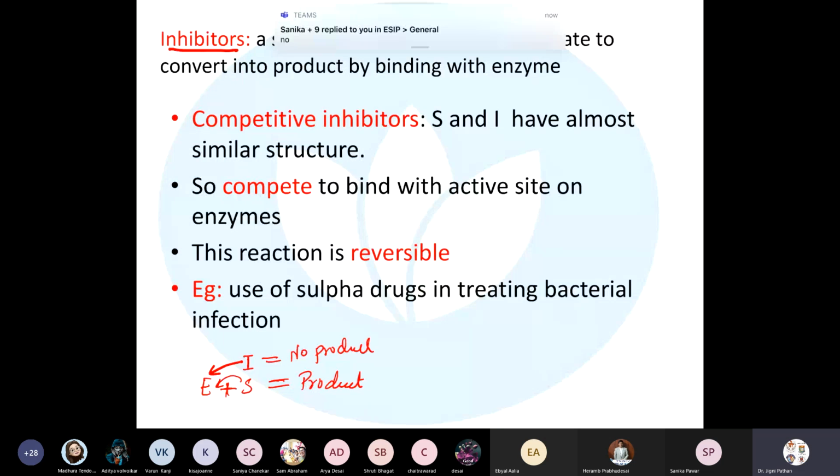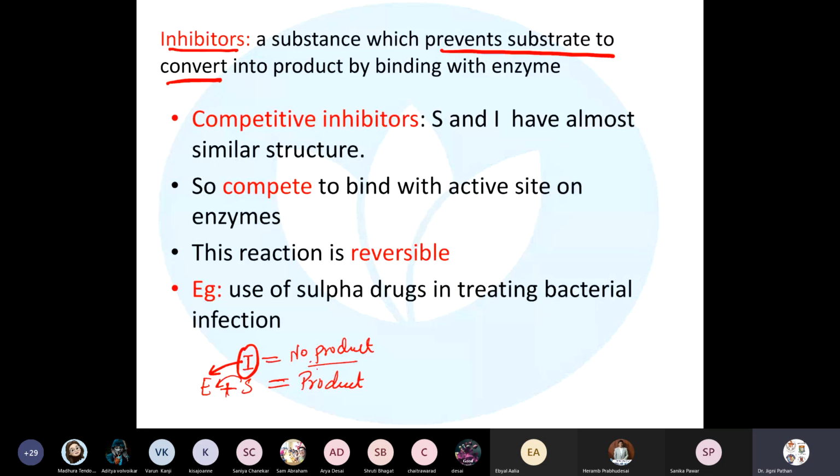What is an inhibitor? An inhibitor is a substance which prevents the substrate from binding and converting into product with the enzyme. So if substrate binds to enzyme, you get product. If substrate doesn't bind in the presence of inhibitor, there's no product. There are different types: competitive inhibitors and non-competitive inhibitors. First we'll study the competitive inhibitors.